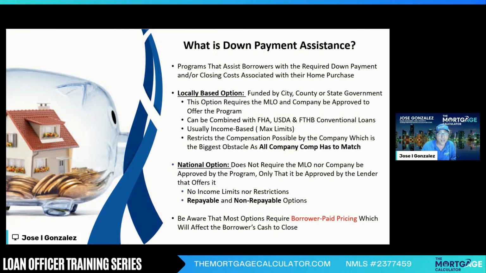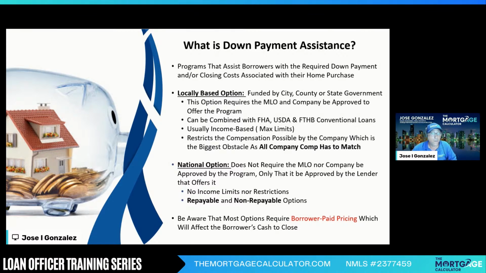As I was stating, I think we lost about 20 seconds there. There are no income limits nor first-time home buyer restrictions. We have repayable and non-repayable, which are also known as forgivable options. Be aware that most options do require borrower-paid pricing. So it's a 2.75 upfront fee to the borrower, which we then try to offset by picking a rate which has lender credit.